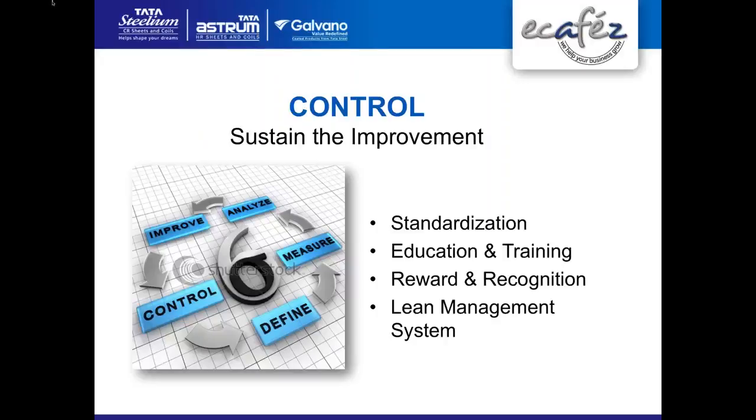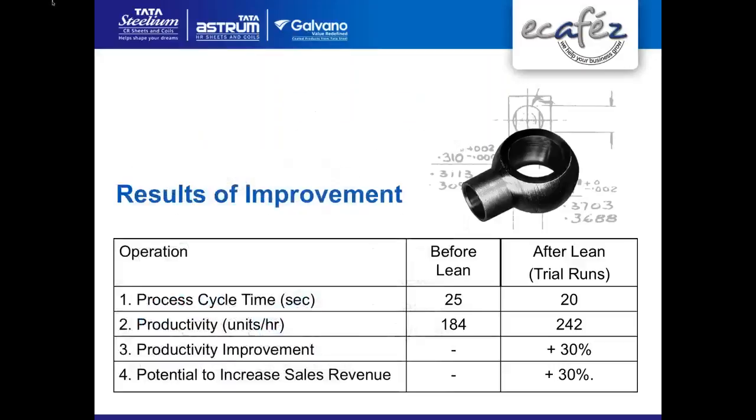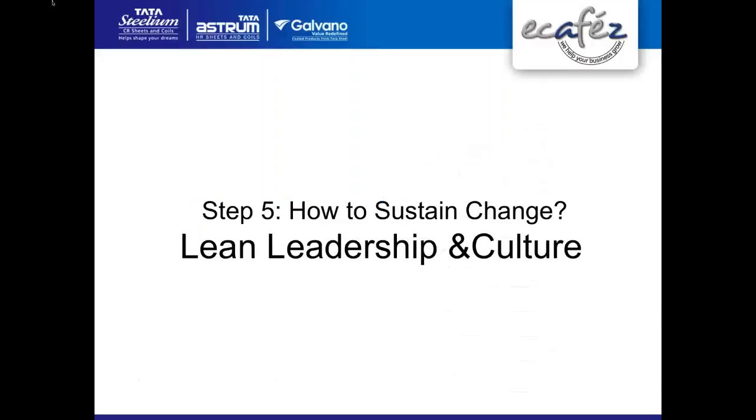Whatever improvements we have made, we must hold. That is the purpose of it. For that, standardization was made, and education and training were given to the people. Reward and recognition for better performance was introduced, and the lean management system was introduced so that they can continuously improve productivity by reducing cycle time using the same techniques. This way, the project was finished in 5 phases, and the ultimate result was that the maximum cycle time in one operation was 25 seconds, brought down to 20 seconds. Productivity increased from 184 units per hour to 242 units, a 30% improvement in productivity, with the same manpower and same resources, just by applying lean methodology, diagnostic study, and problem solving. So the fifth phase is how to sustain the change, a leadership and culture issue.